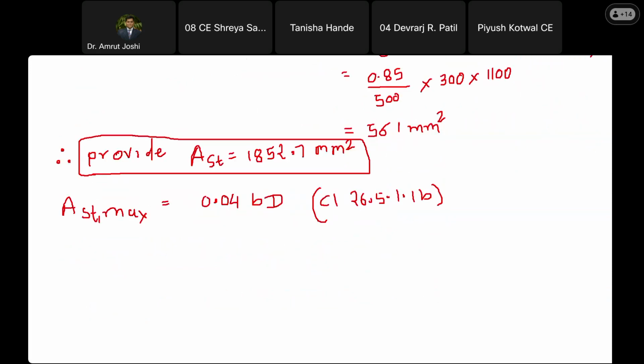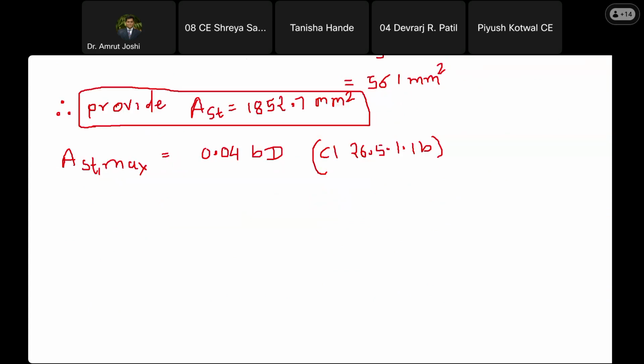Now, have we computed the overall depth of the beam? No, we have just computed the small d, isn't it? Yes, sir. So the first thing that we need to do in order to check this clause is to compute capital D. Happy? Yes, sir. Now, if I were to provide 1852.7 mm square, I have to choose now the number of bars, number of layers, and bar diameter, isn't it? Yes, sir.